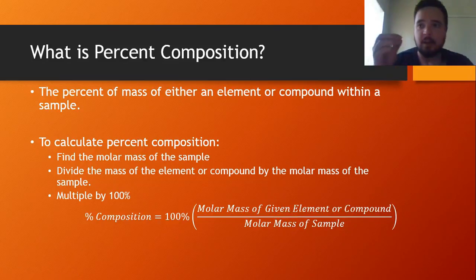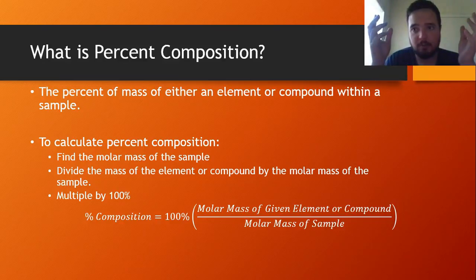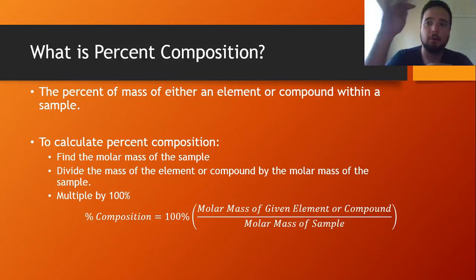So if you have carbon dioxide, oxygen, hydrogen, or whatever in a huge gas sample, that would be the entire molar mass sample size. And if you were trying to find just the percent composition of oxygen, you would take the molar mass of oxygen divided by that mixture there.